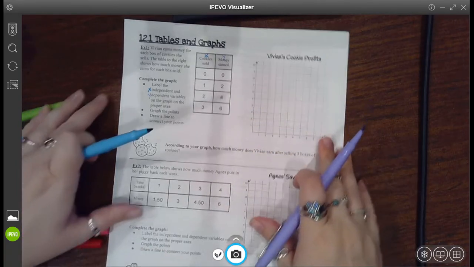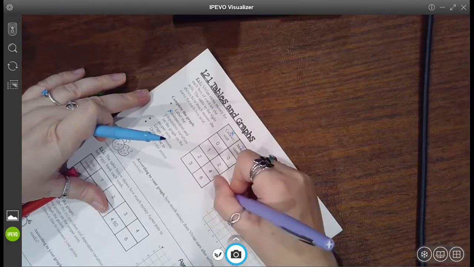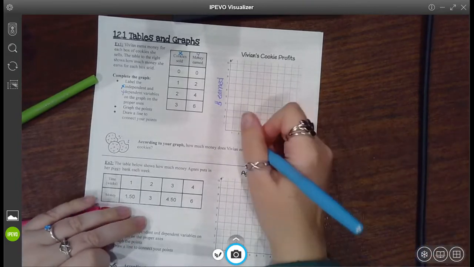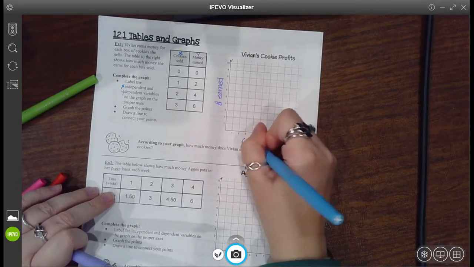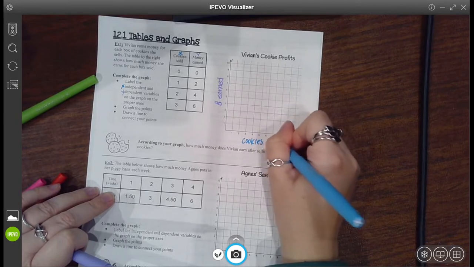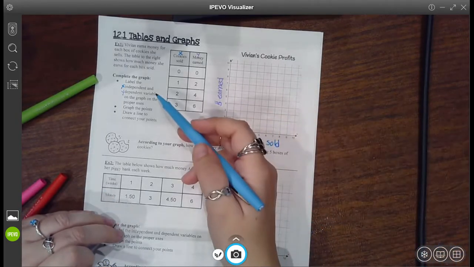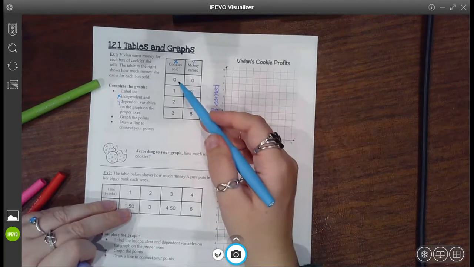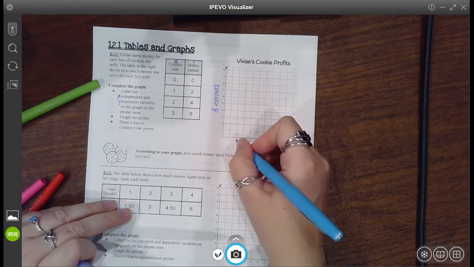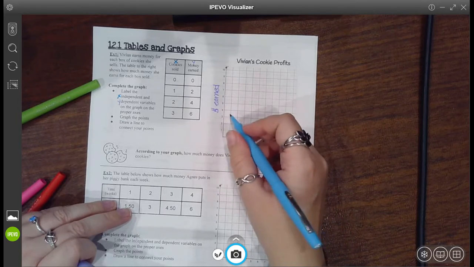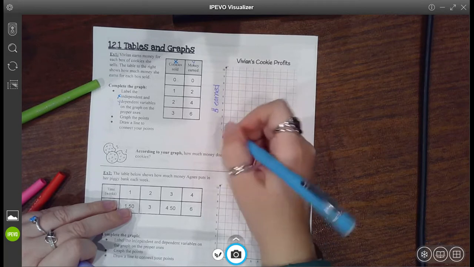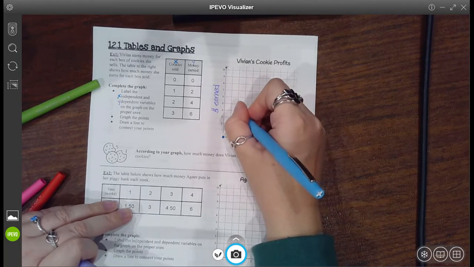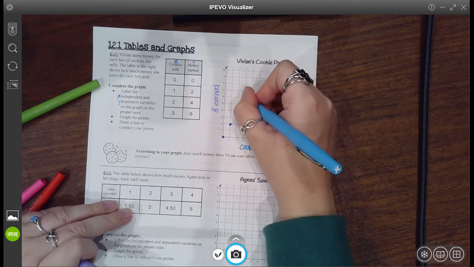So we're going to label y as the money earned, and we're going to label x as the cookies sold. Okay, so I labeled the independent and dependent variables on the graph. Done. Now, graph the points. X tells me how far over to go, and then y tells me up or down. So I'm going to go over nothing, up nothing. Then over 1, up 2. Over 2, up 4. Over 3, up 6.